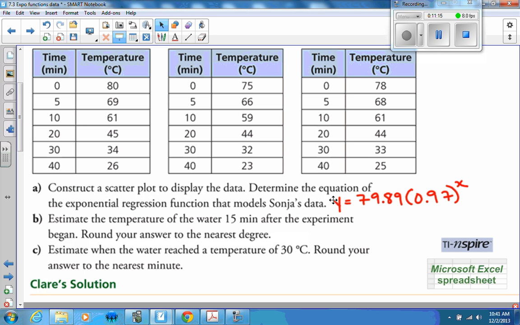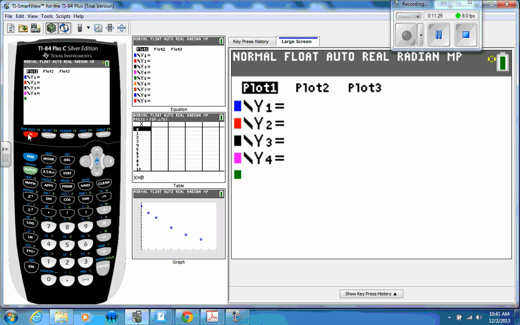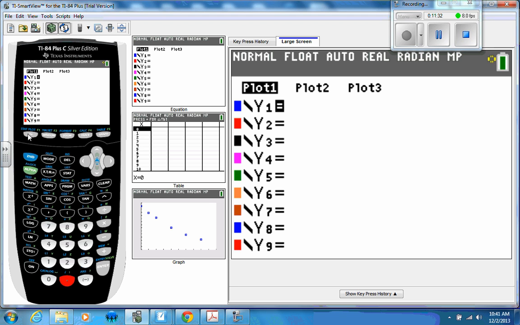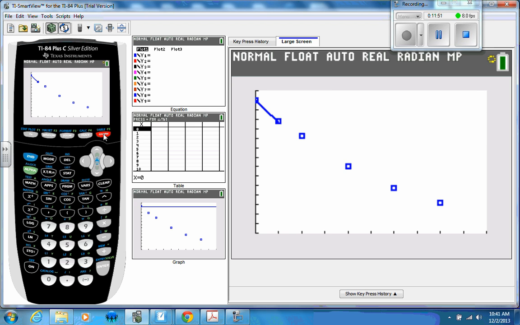Okay. So B says estimate the temperature of the water 15 minutes after the experiment, round to the nearest degree. So 15 minutes after the experiment, we can now go into y equals and type our equation, 79.89 times, then the brackets, 0.97, and bracket raised to the power of x. Okay, so I know right away it's a decay because this is between 0 and 1, right? So I go to graph the function, and it shows my graph that should go through most of my scatter points.